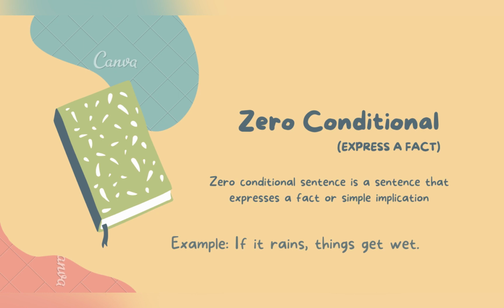What is a zero conditional sentence? A zero conditional sentence is a sentence that expresses a fact or simple implication. The dependent clause of the zero conditional begins with if or when. The independent clause of the zero conditional begins with the simple present verb tense or the imperative verb tense. Zero conditional statements express conditions that are always true and the conclusion of which can be drawn from their premises. For example, if it rains, things get wet.